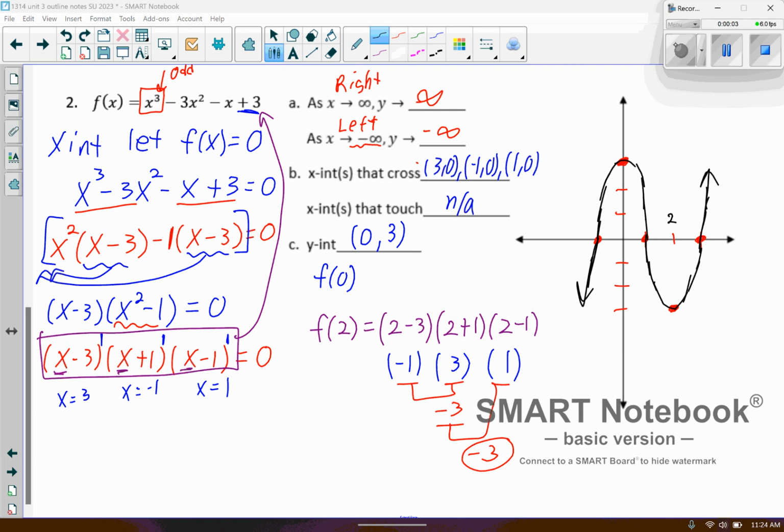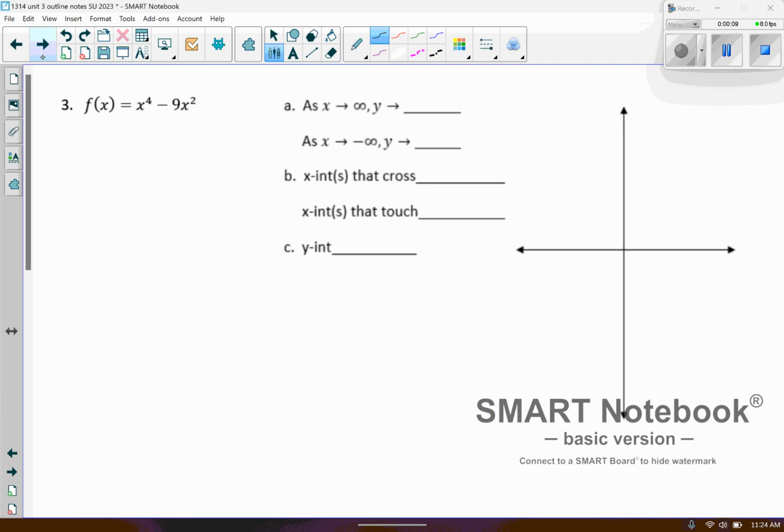All right, so continuing on, I got a couple more of these for us to do. So this is part 3. So here we go. So here's another one. And so once again, we got to start with the leading term right here and evaluate that to figure out our end behavior. And it's positive, so that means as x increases, y will increase.